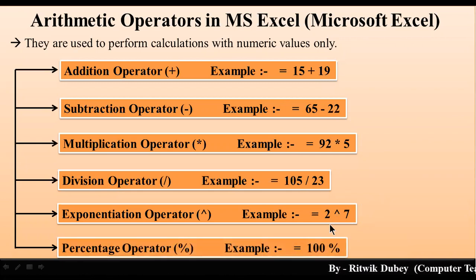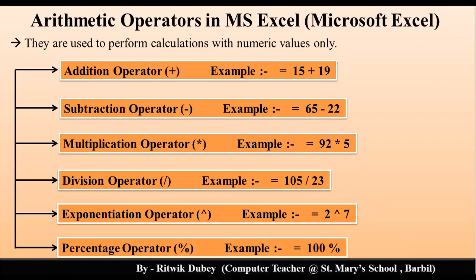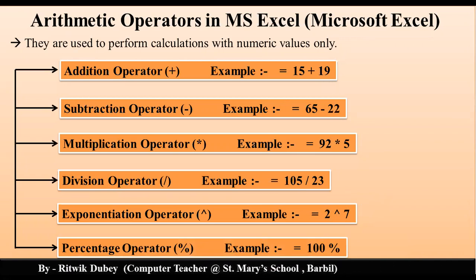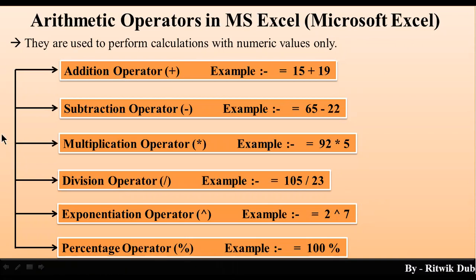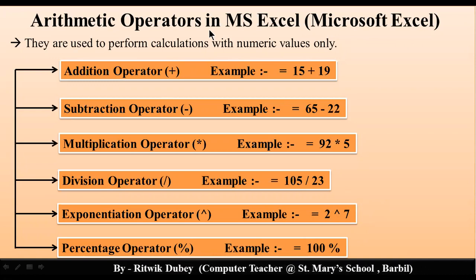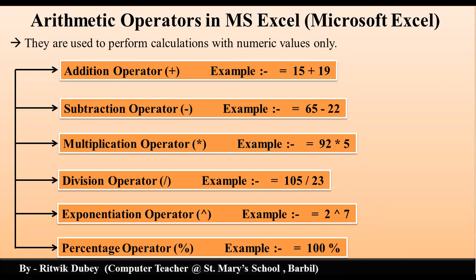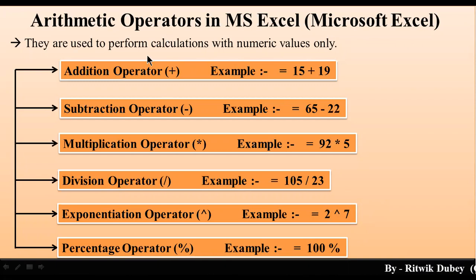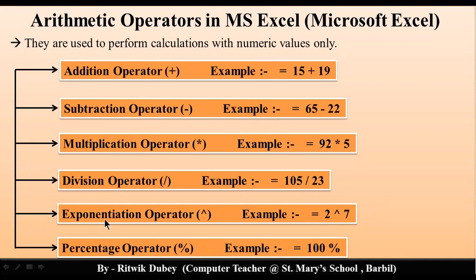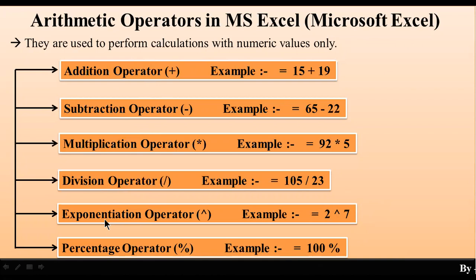And then the percentage operator, that is equal to 100 percent. So all these are the arithmetic operators. Why do all these come under arithmetic operators? Because these are used to perform mathematical calculations with numeric values only. Clear? So the arithmetic operators are the addition, subtraction, multiplication, division, exponentiation, and percentage operators. Clear?